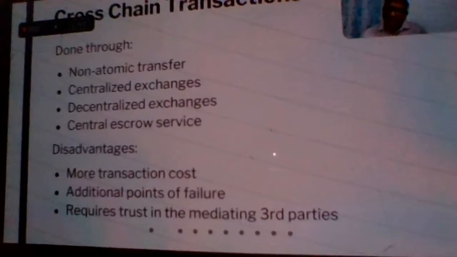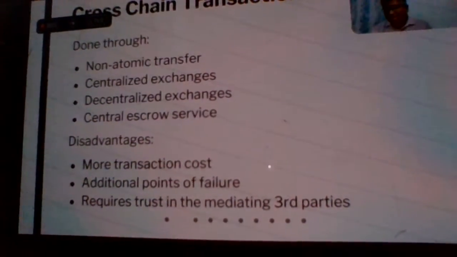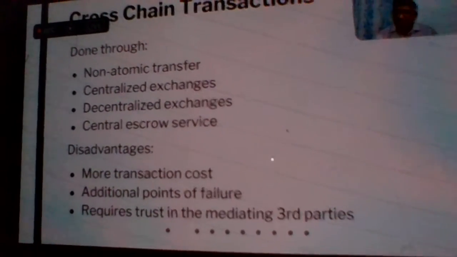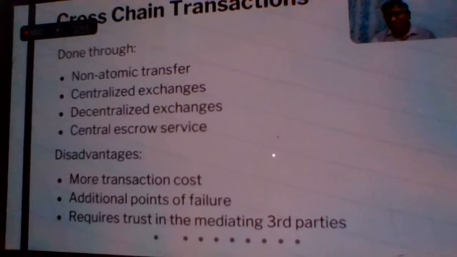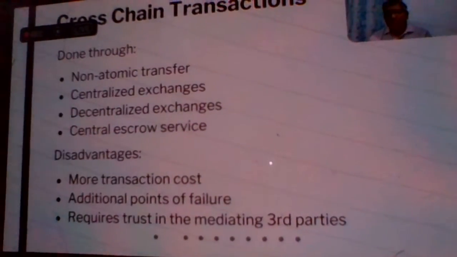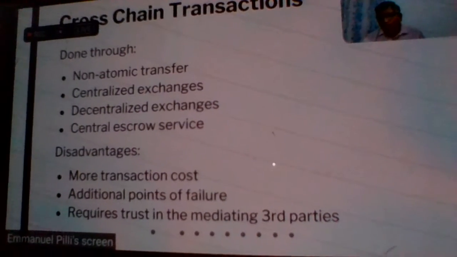Non-atomic transfer is I convert my money and send it to my own account. So that kind of thing I can do. But I can do it through decentralized exchanges, and I can do a central escrow service. The escrow service can be centralized and decentralized. So that's what it is. So what is the problem in these things?